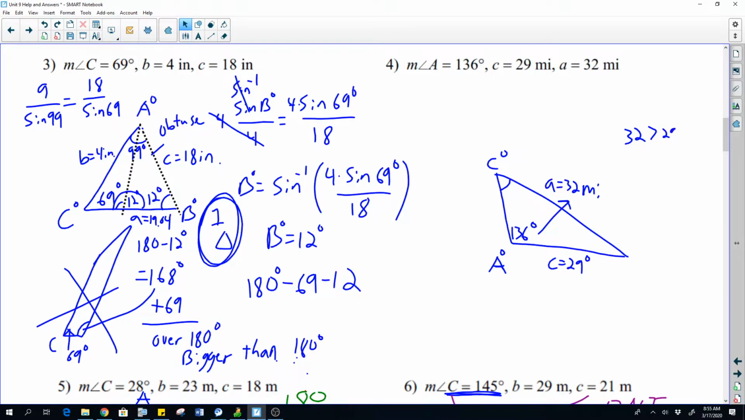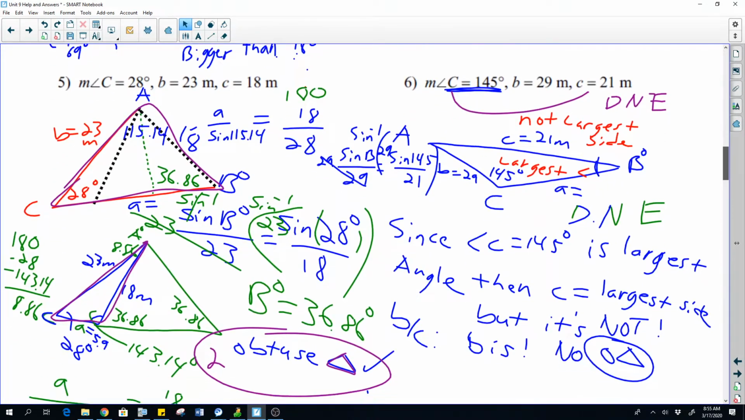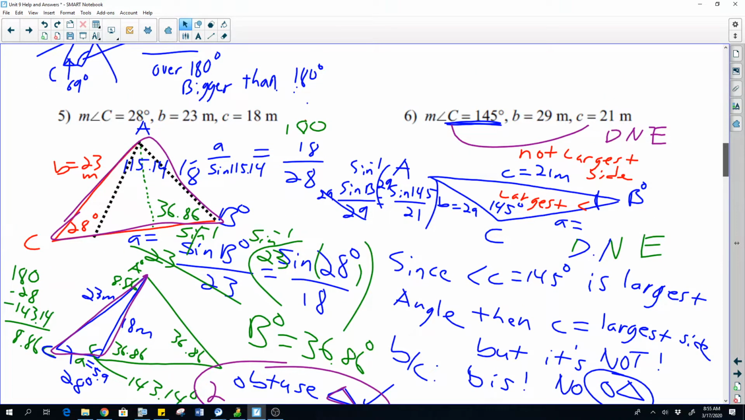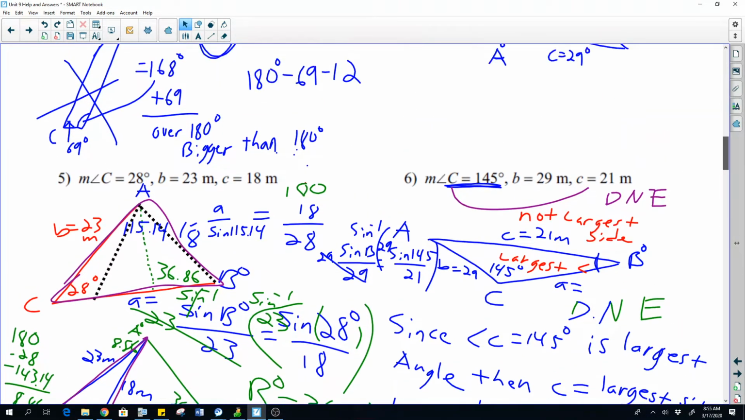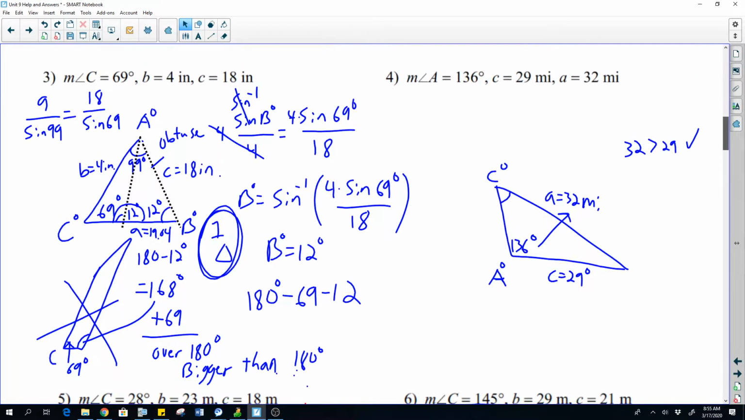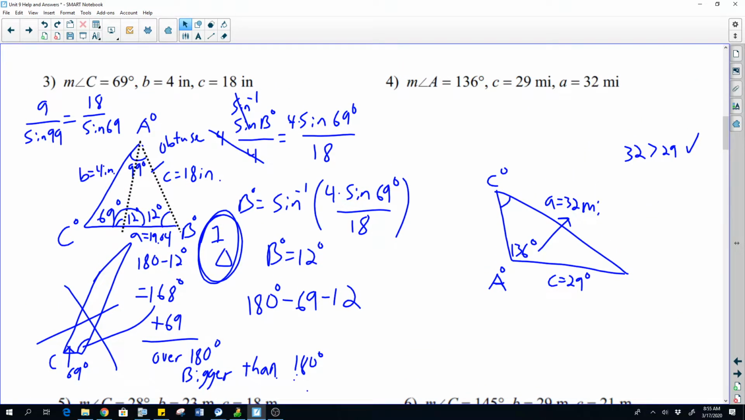That's a good thing because last time, if you remember, when we did number 6, it could not exist because 21 wasn't bigger than 29. 21 wasn't the largest side with the largest angle. But this definitely works. So there we go. Since we have a nice obtuse triangle there, can we find the other angles or not? Well, using law of sines, we can.